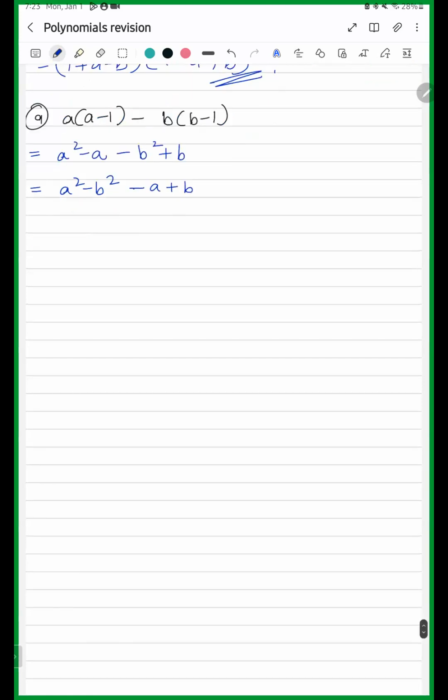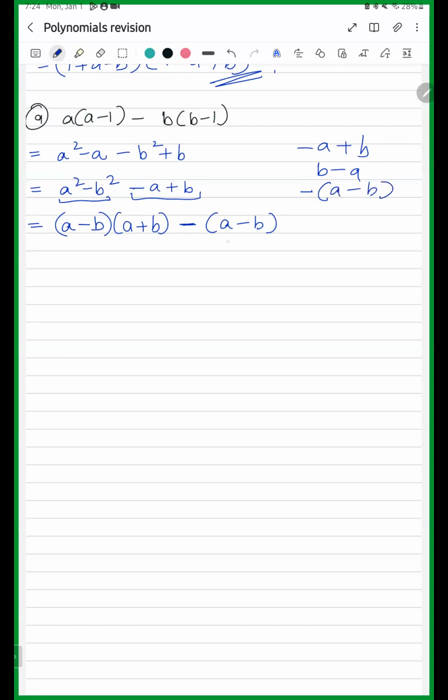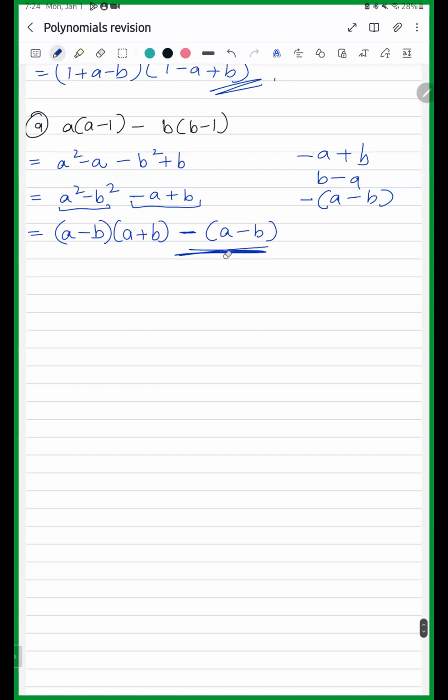So this becomes a square minus b square. We know that it is a minus b into a plus b. Now this, let's take the minus sign common outside and it becomes a minus b. Why? Because this is minus a plus b, meaning it is b minus a, right? And we know that b minus a can be written as negative of a minus b. So that is exactly what we have done here.